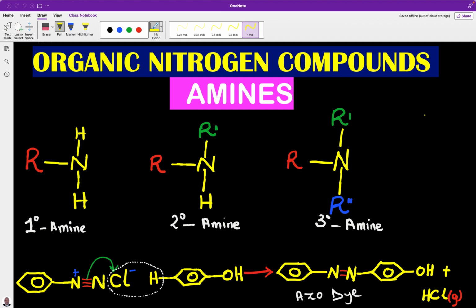As said, you can say amines are organic nitrogen compounds, or organic derivatives of ammonia, in which one or more of the three hydrogen atoms is replaced by an alkyl or an aryl group. It should be noted that amines are classified as primary, secondary, and tertiary, depending on the number of alkyl groups or aryl groups that are connected to the nitrogen atom.